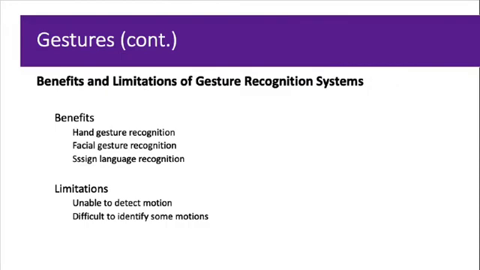Benefits and limitations of gesture recognition systems. There are a number of AI applications that use natural interaction through gestures, and some of the benefits and limitations are presented here. Benefits. Hand gesture recognition. Hand gesture recognition eliminates the need for physical contact with a machine, allowing a person to operate and communicate with the machine using only a series of finger and hand movements.